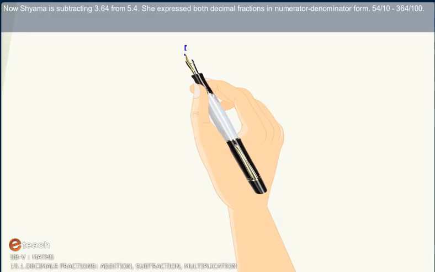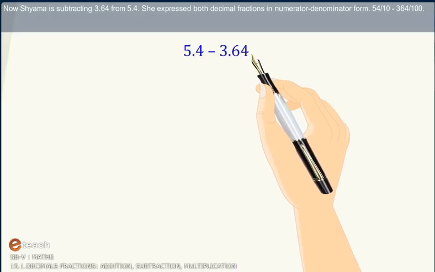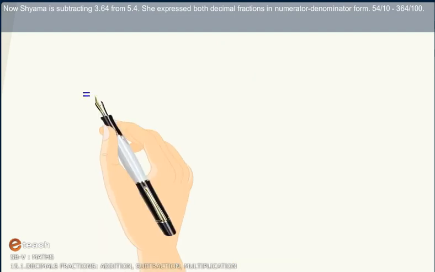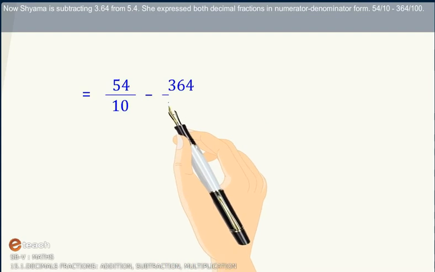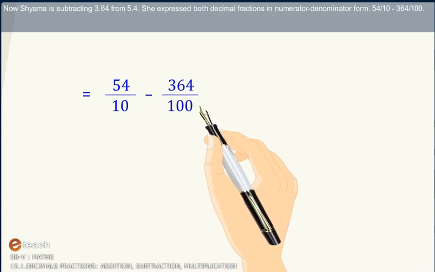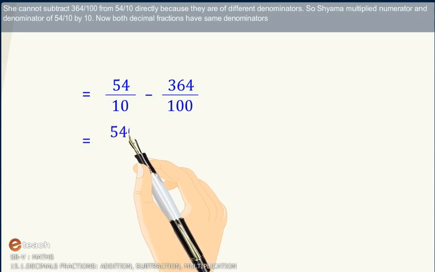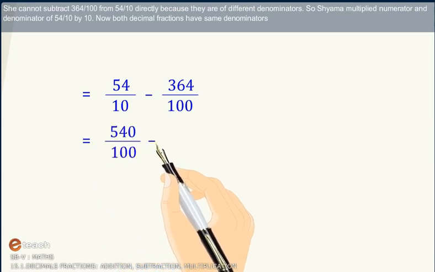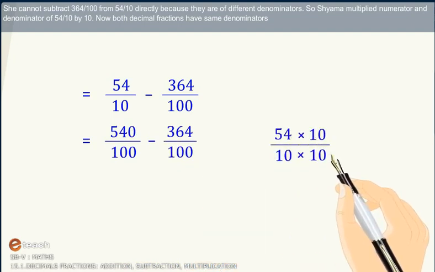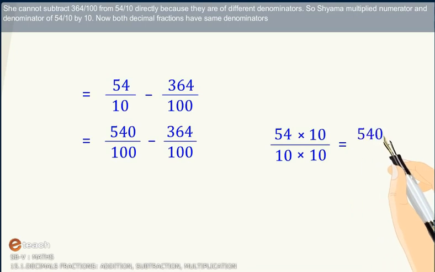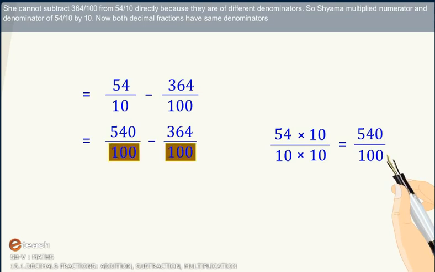Now Shama is subtracting 3.64 from 5.4. She expressed both decimal fractions in numerator and denominator form: 54 by 10 minus 364 by 100. She cannot subtract 364 by 100 from 54 by 10 directly because they have different denominators. So, Shama multiplied the numerator and denominator of 54 by 10 by 10.